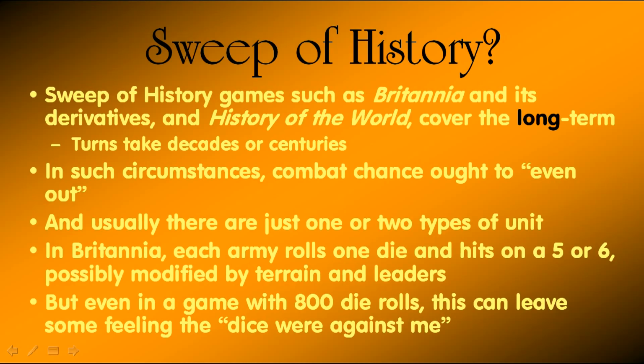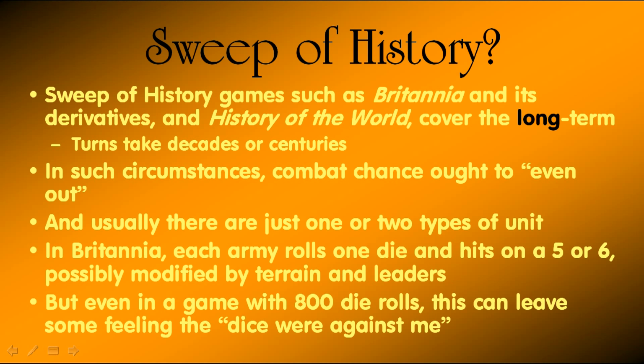Now, what's a sweep of history game? It's a game like my own Britannia and its derivatives, or History of the World, that covers the long term. Turns take decades or even centuries. Well, in such circumstances, combat chance ought to even out.